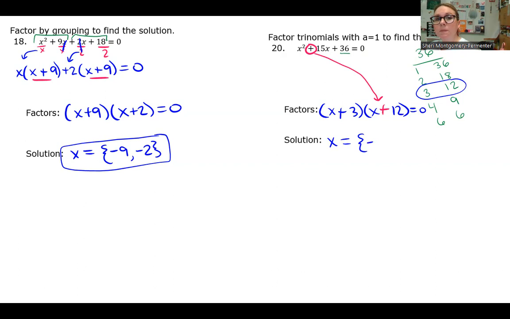What are my solutions? Not 3. What are my solutions? -3 and -12. So when you have factors and you go to solutions, it's just opposite. It's the same number, it's just opposite.